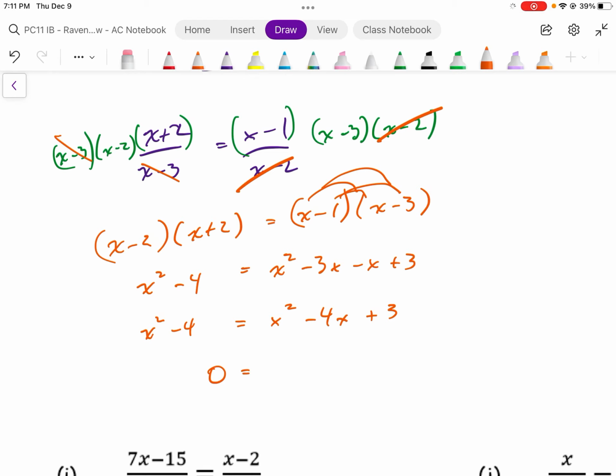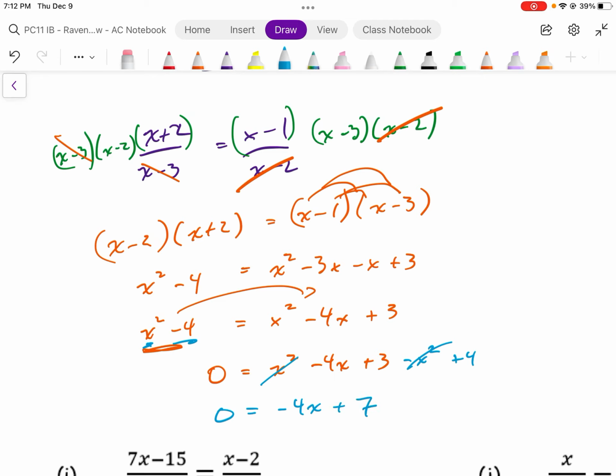So I'm going to bring the left-hand side over there. So I'm going to subtract x squared. So I get x squared minus 4x plus 3. And then I'm going to subtract x squared, and I'm going to add 4. Takes care of business. And wouldn't you know it, the x squares cancel each other out. This is actually not too bad. And what is left over is 0 is equal to negative 4x plus 7.